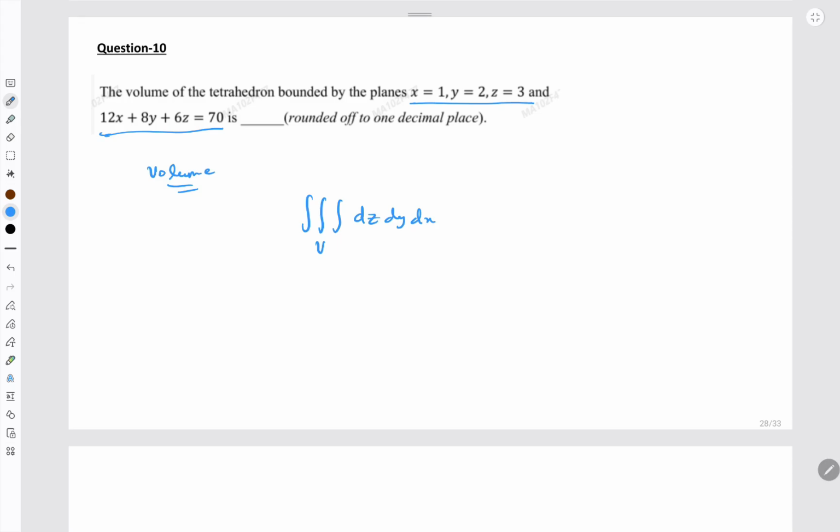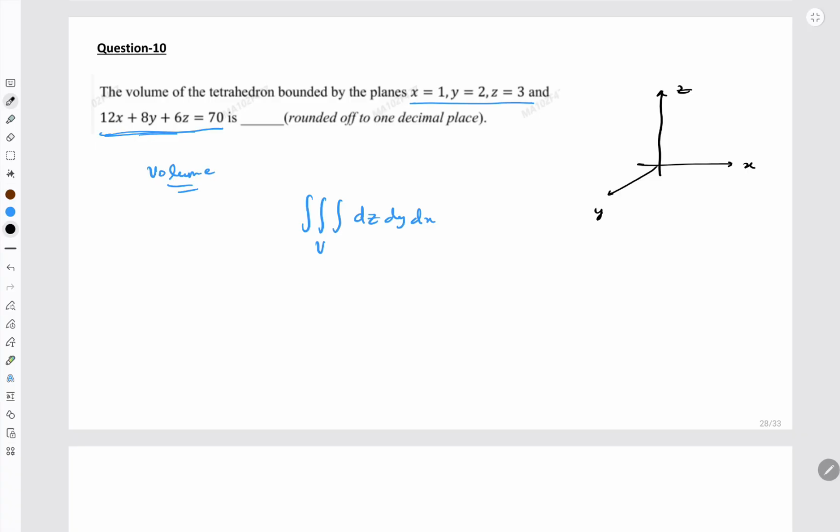So let us first understand this plane, the fourth plane that is given to us. Let me draw the coordinate axes first, x, z, and y. So this plane is intersecting x, y, and z at what points? Let us find out. For the point on the x-axis, we have to put y and z as 0.